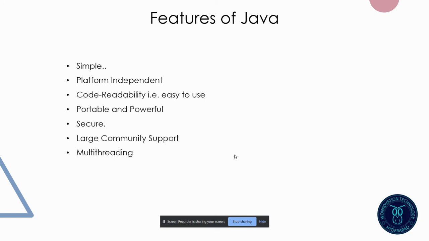Java has large community support, which means there are a lot of resources and help on the internet to learn Java from. Java also supports multi-threading. It is a Java feature that allows concurrent execution of two or more parts of a program for maximum utilization of CPU.